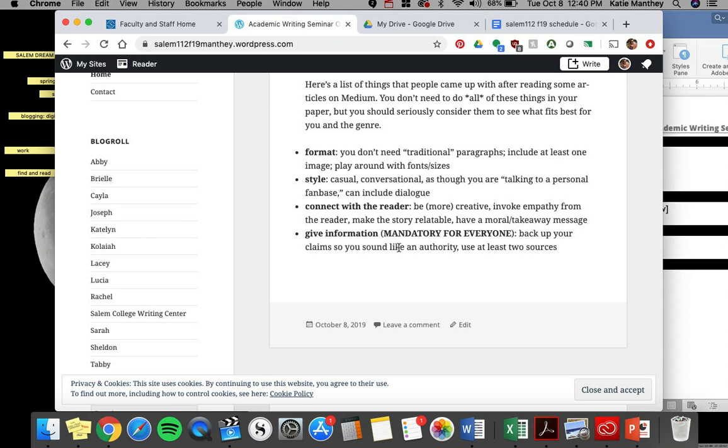And then give information. So this is a way to connect with your reader. Back up your claim so you sound like an authority. Use at least 2 sources.